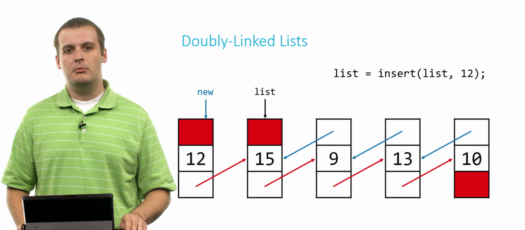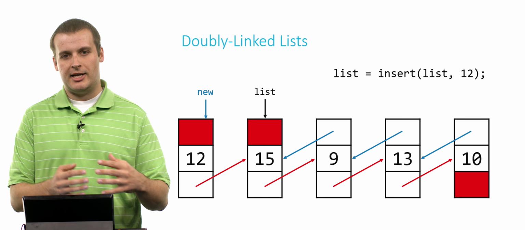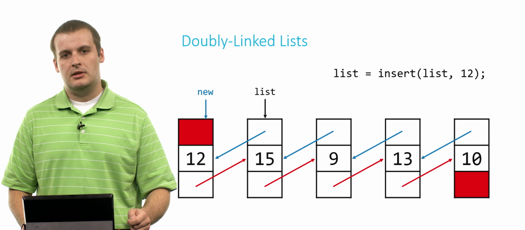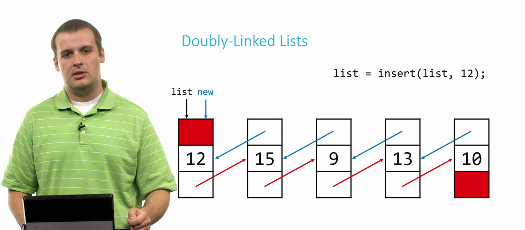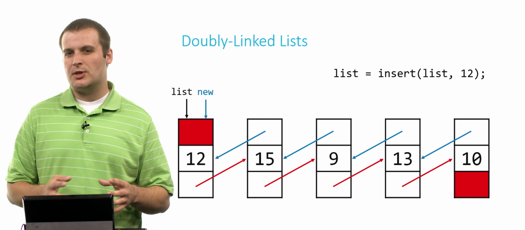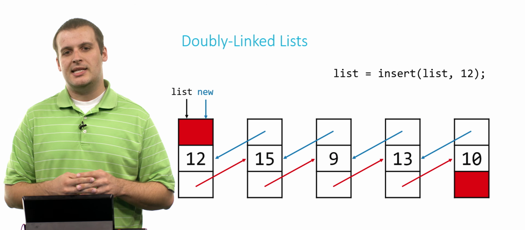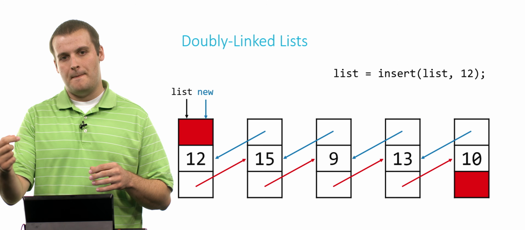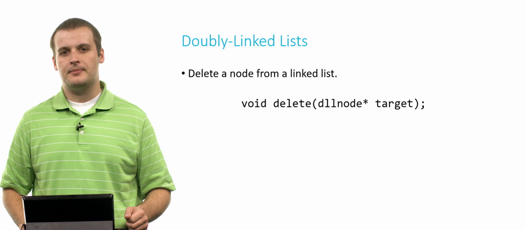Now we can have 15, this extra step we were talking about, we can have 15 point back to 12. And now we can move the head of the linked list to also be 12. So that's pretty similar to what we were doing with singly linked lists, except for accounting for the extra step of connecting the old head of the list back to the new head of the list.